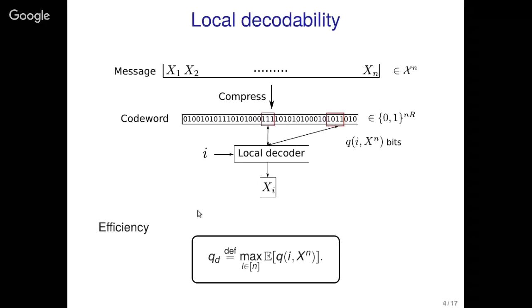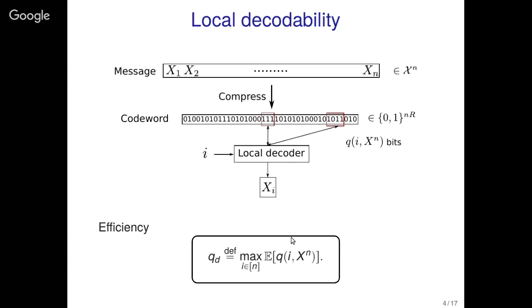So the way we measure the efficiency, the local decodability, or the way we measure the efficiency of any compression algorithm, is through this quantity that we will term the average local decodability of the compression algorithm. So QD is defined as the maximum over i of the average number of bits that is needed to recover xi, where this average is taken over the distribution of the source.